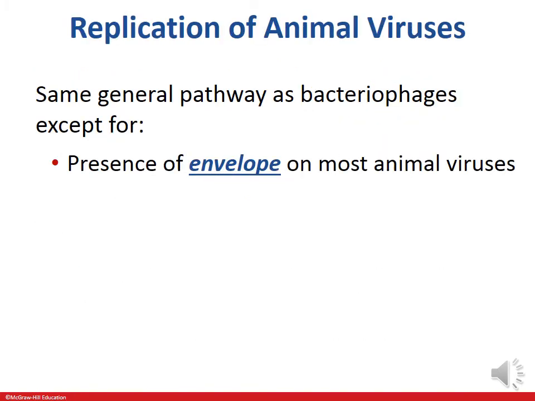What about animal viruses? Well, if we wanted to copy an animal virus, it's generally going to look the same. The main difference is how they enter and how they exit, right? They're not going to just bust in because we don't have cell walls. So the presence of that envelope makes it much more subtle, right? They can just fuse that envelope with the cell membrane and have direct access to the host cell without damaging it.